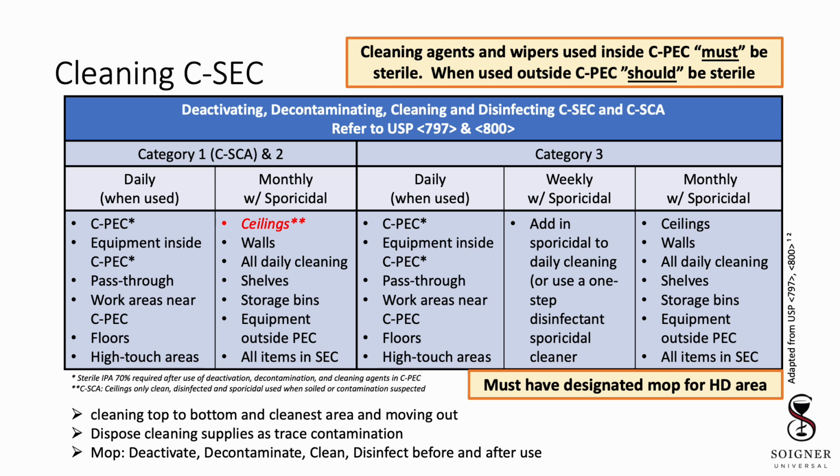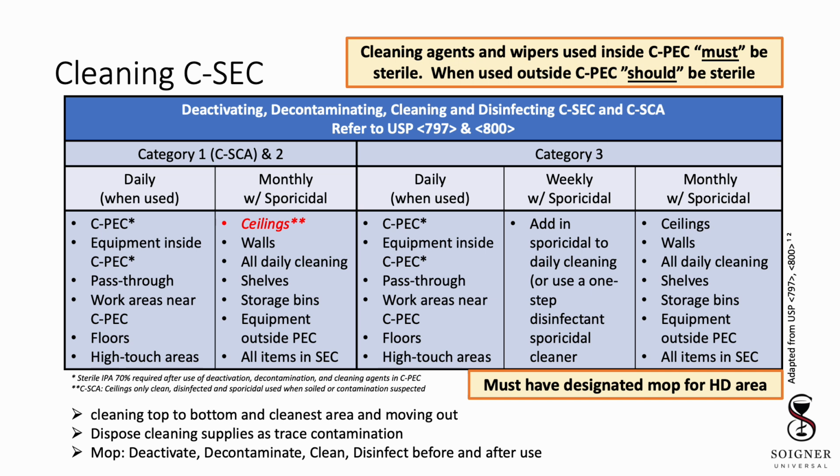Monthly cleaning for Category 1 and 2 compounding will occur monthly with the sporicidal disinfectant and include the ceiling, walls, all daily cleaning just mentioned, along with shelves, storage bins, equipment, wheels on carts, chairs, etc. Everything in the room will be cleaned. Note for Category 1, the CSCA, the ceiling is only required to be cleaned when they are visibly soiled or if there's known or suspected contamination.